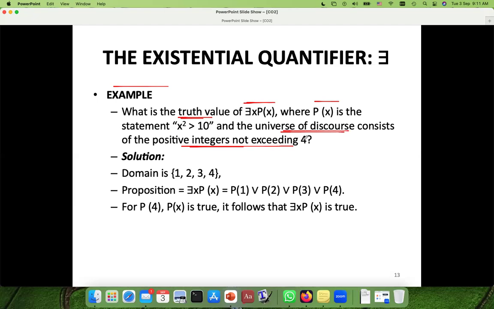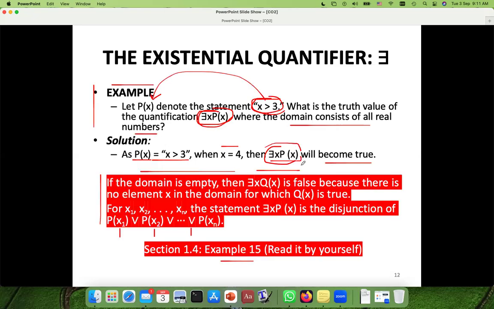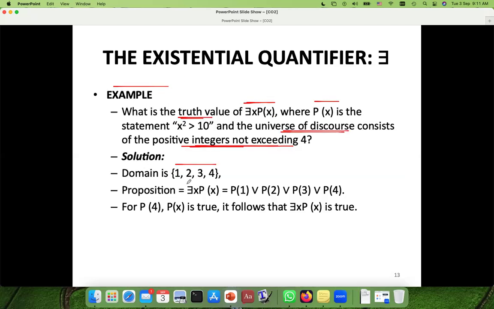So now we can find whether it is true or not. What are the values? Positive integers not exceeding 4. These values are 1, 2, 3, 4, not more than 4. Now how can I write according to this step? That is a good approach actually. There exists an x, P of x. So we have to check the predicate for 1, then for 2, for 3, for 4, and you can write them with disjunction and check all these values because there are only 4 values.